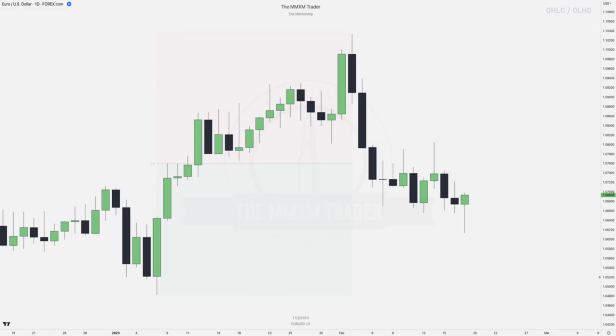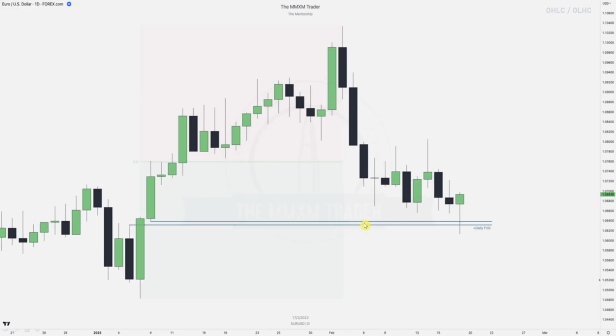Over here we've got a Euro USD daily chart, right? Where is our discount and premium levels? We go from this low until this high, right? 50% level is in discount. Now over here, we know if we're dropping lower and lower and lower, we're going into discount levels. And are we hitting a higher time frame PD array? Yes, we've got that daily fair value gap, right?